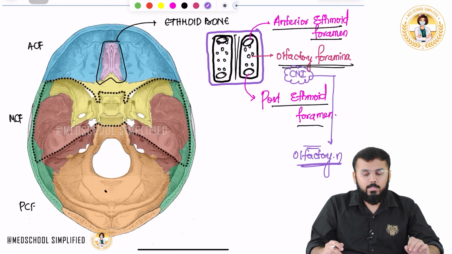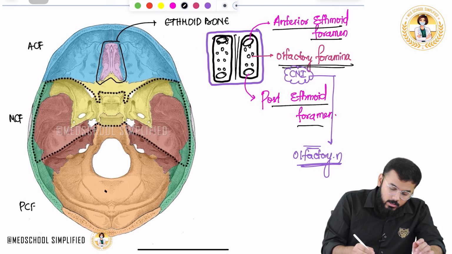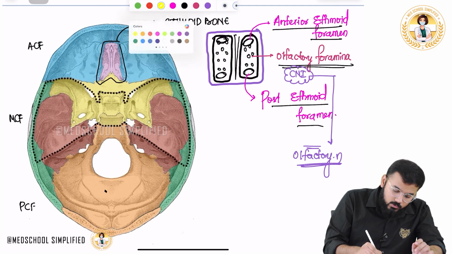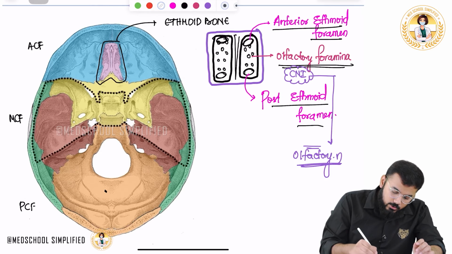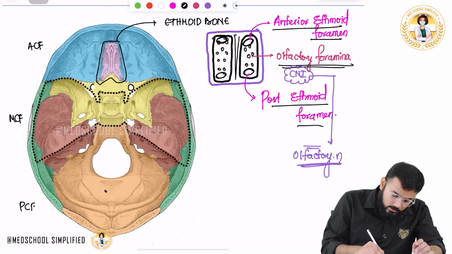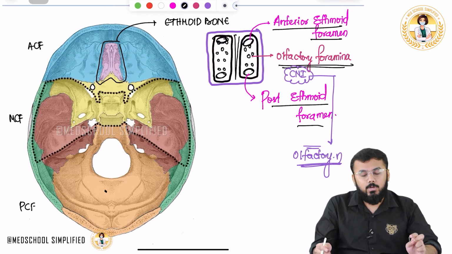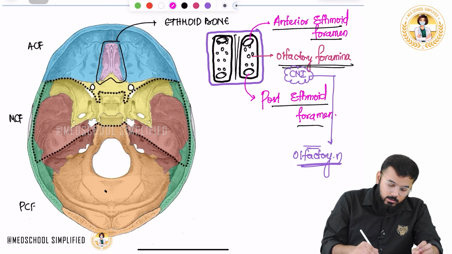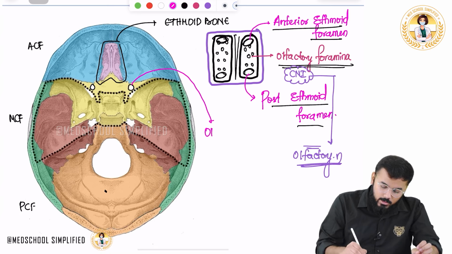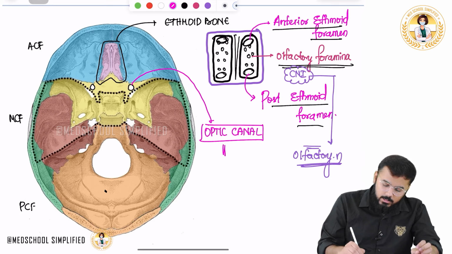Okay, and the second important thing is that if you look here, there is one more important and interesting structure which you can see exactly here, within this anterior cranial fossa. This particular structure is what is called your optic canal. Through this optic canal, which nerve will pass? The optic nerve.